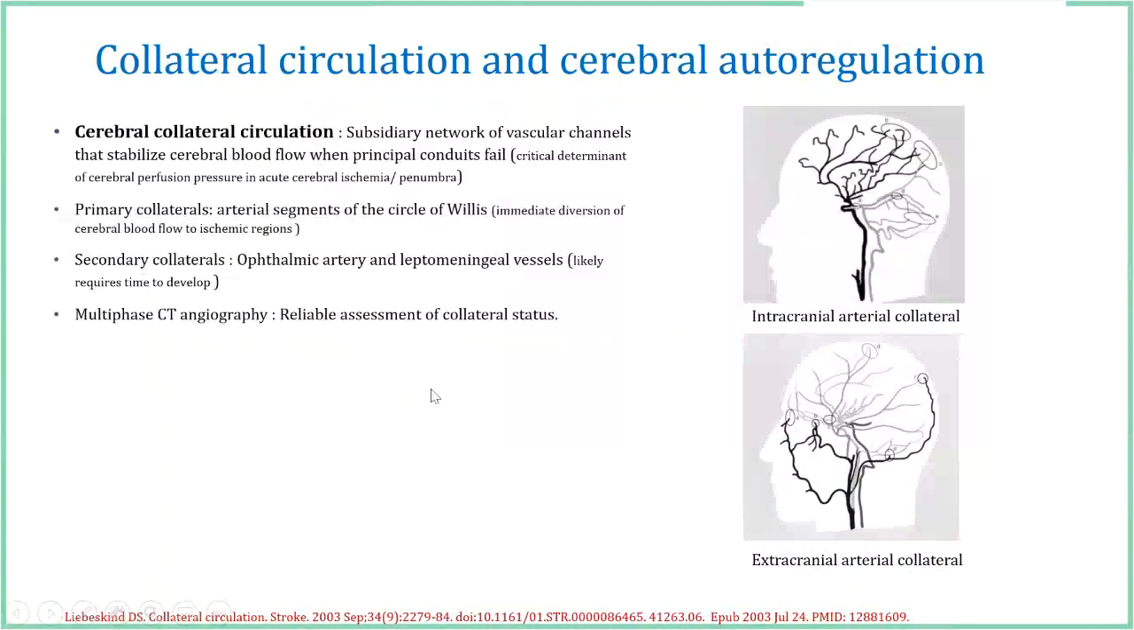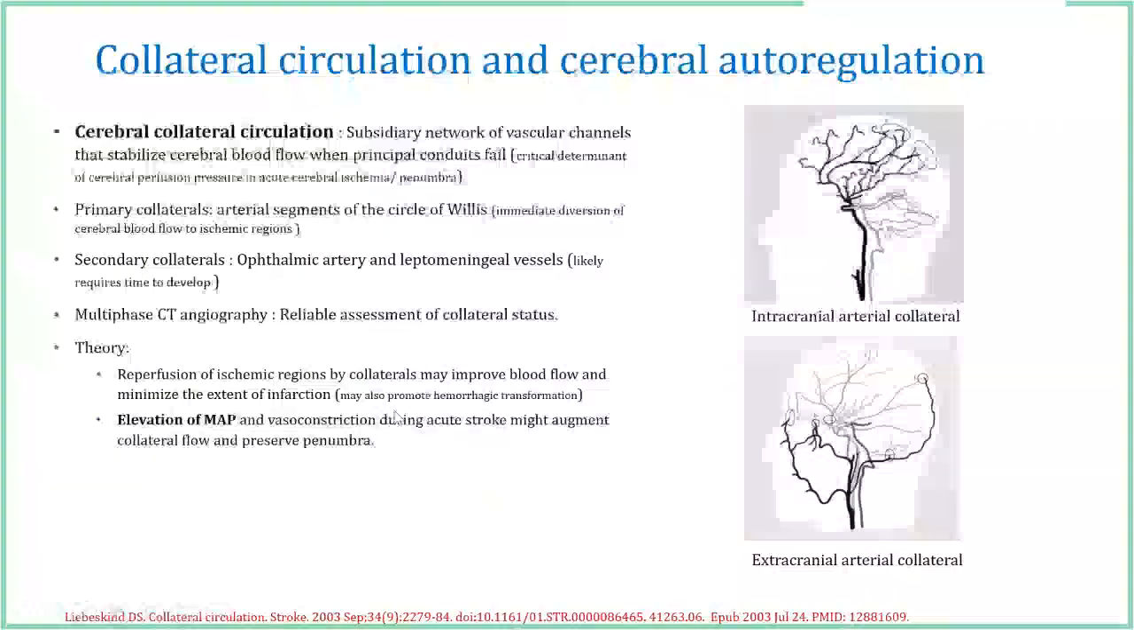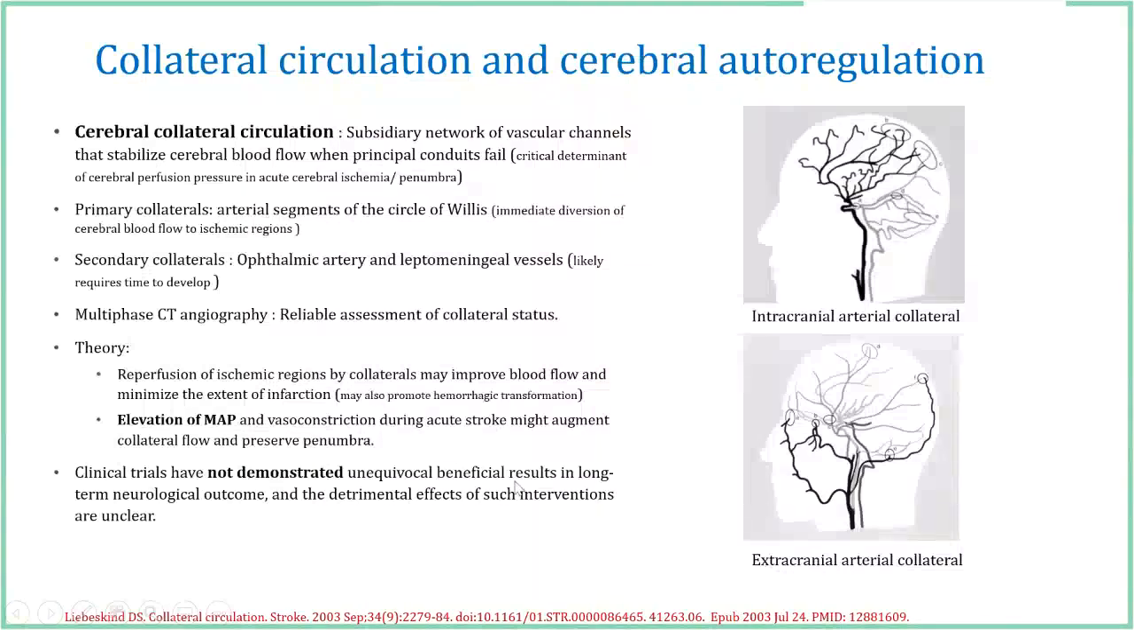It can be detected by multi-phase CT angiography. And the theory is that if we augment the blood flow through this collateral system, the dying brain cells might get additional blood and it can improve the outcome. But the clinical trials that have studied the augmentation of the mean arterial pressure by using vasoconstrictive measures have not shown promising results in the functional outcome. So what are we missing over here?